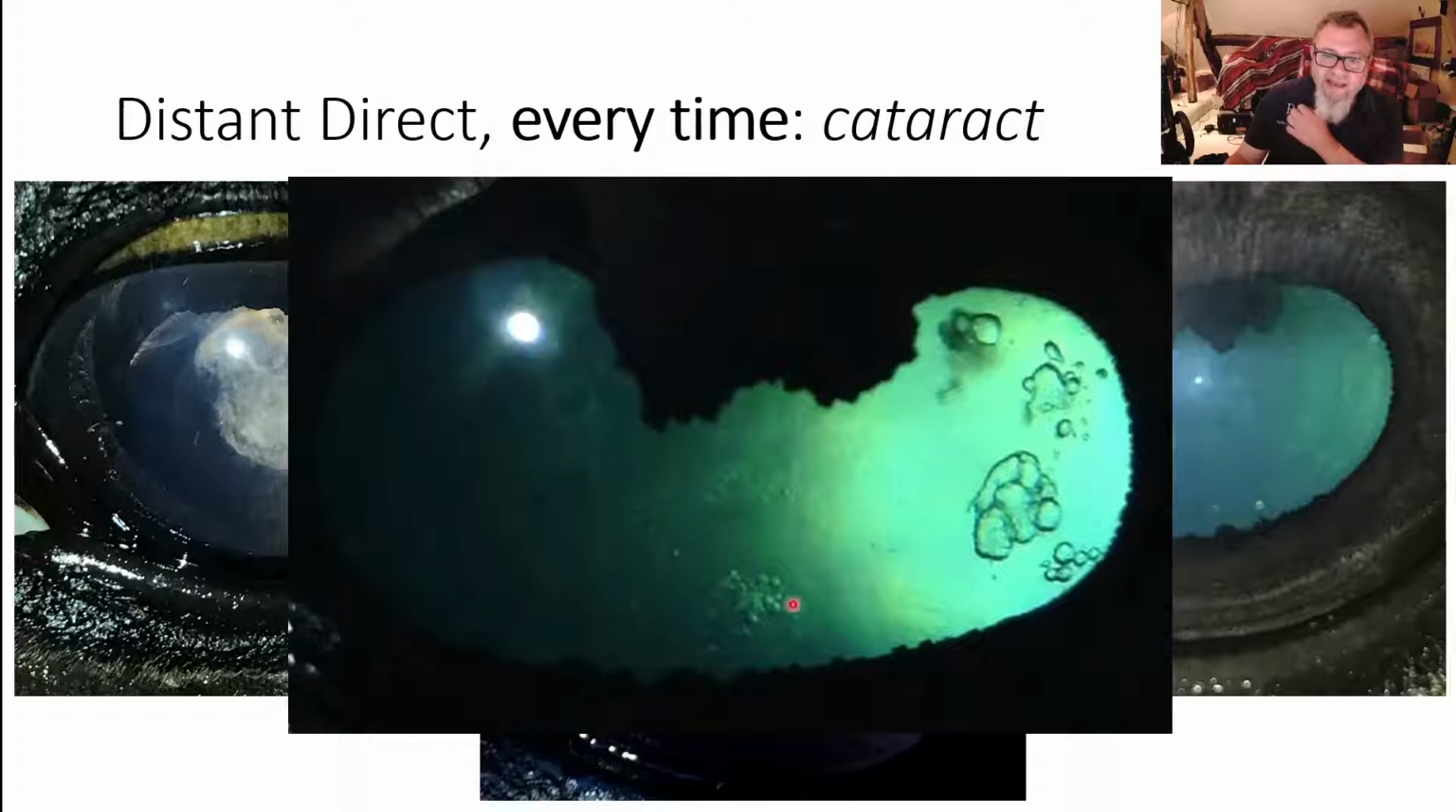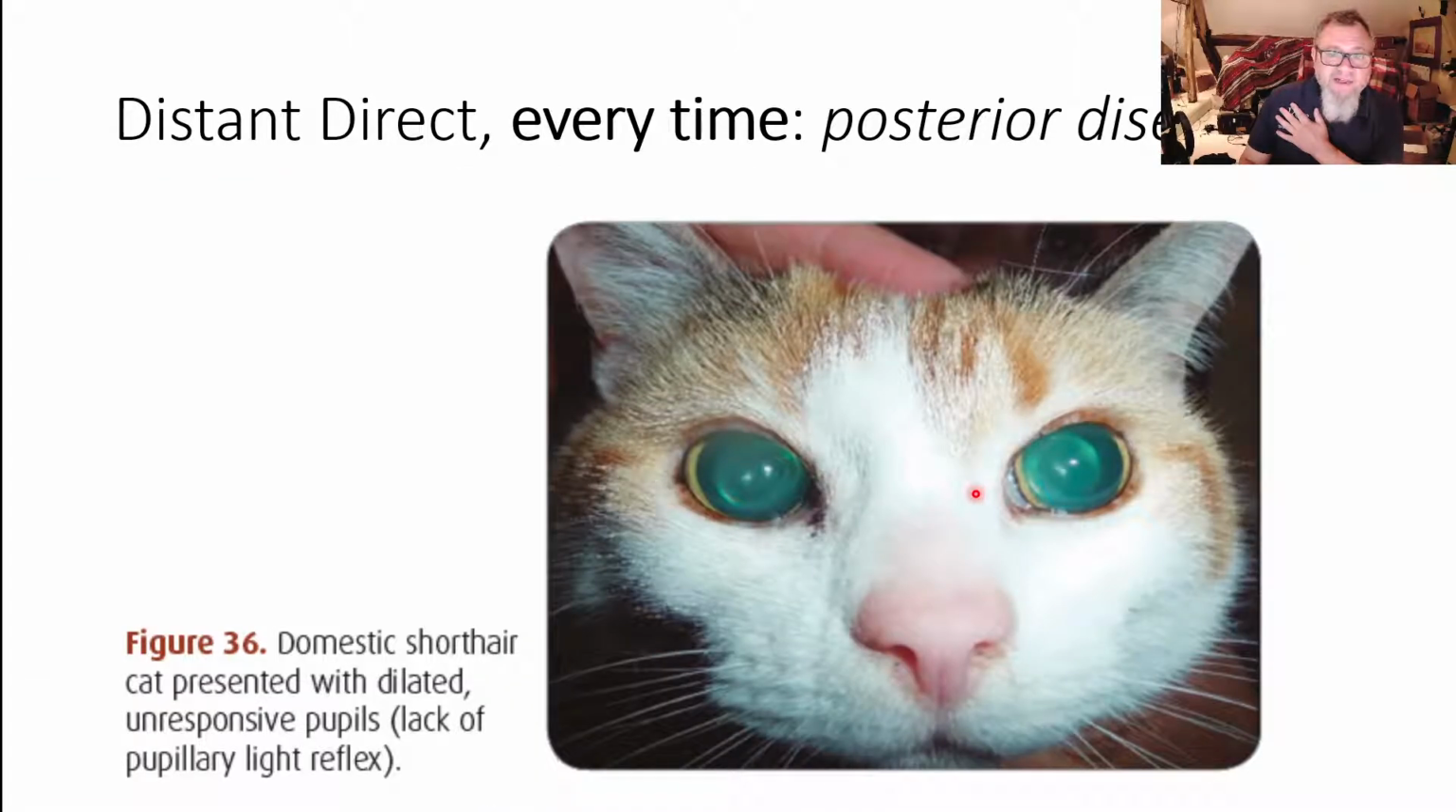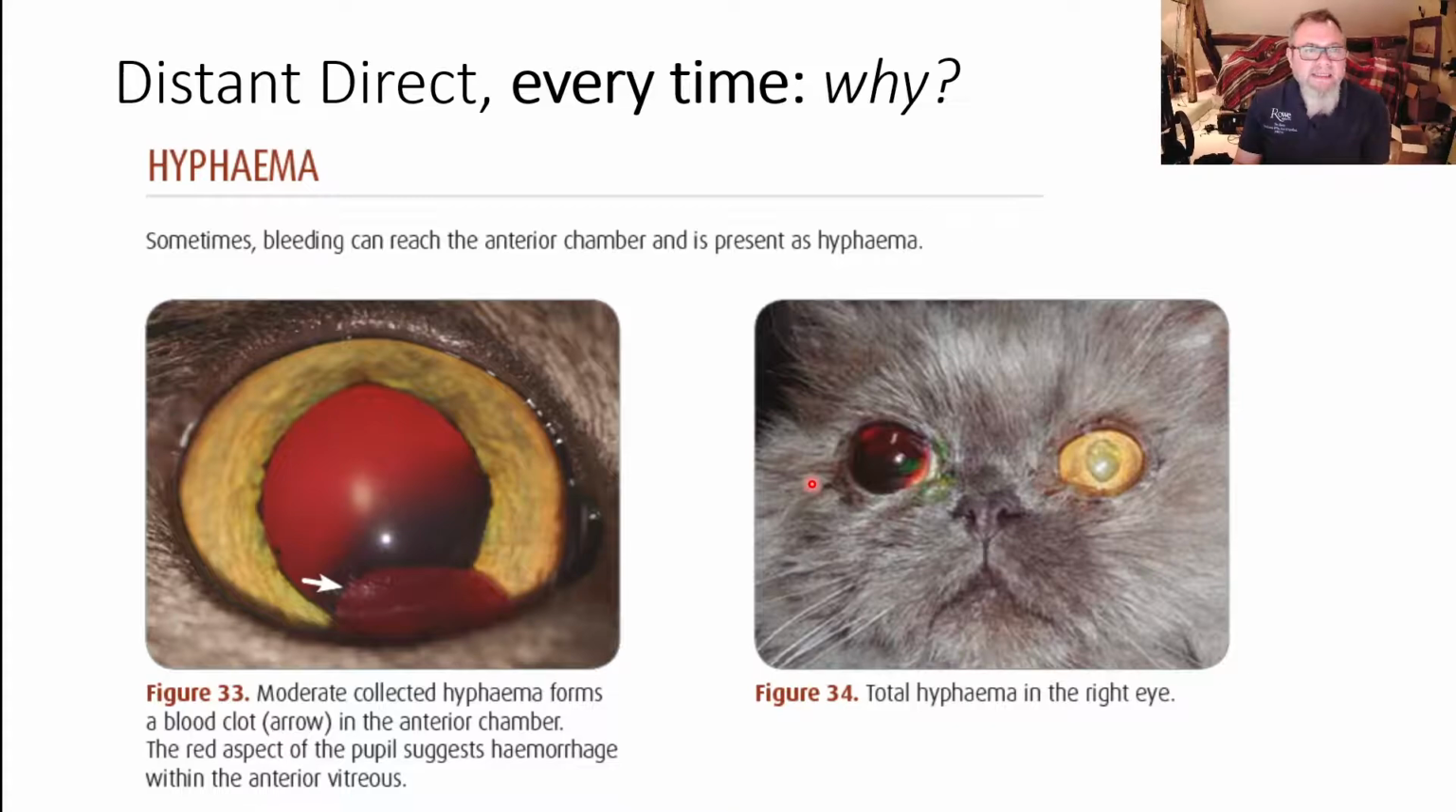And just a reminder again that looking for vacuoles at the equator of our lenses is something we want to do to rule out progression of cataracts. And when you suspect posterior disease, then distant direct is vital. So this is a gift from Receiver's wonderful manual. It's a cat who's blind due to retinal detachment, and we can see big dilated non-responsive pupils. You can see very quickly with distant direct.